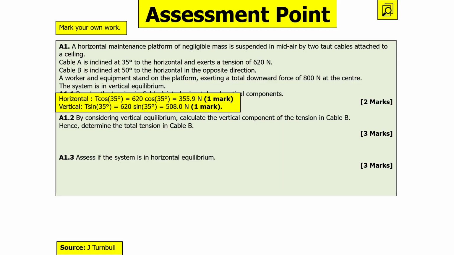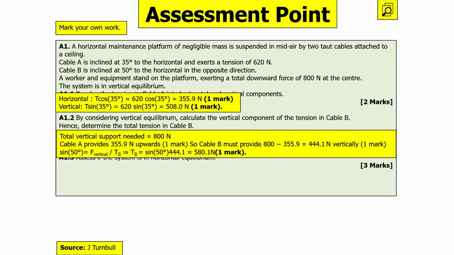So therefore, it's 620 times by cos 35, which is 355.9 newtons. Vertically, in this case, it's going to be T sine theta, so it's going to be 620 sine 35, so it's 508 newtons. Now we know that the total vertical support needed is going to be 800 newtons because we need our overall vertical force to be 0.